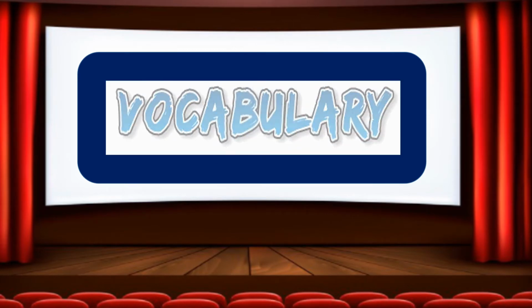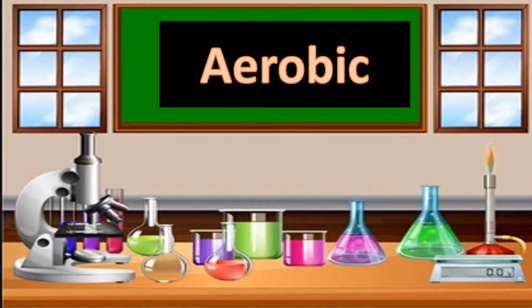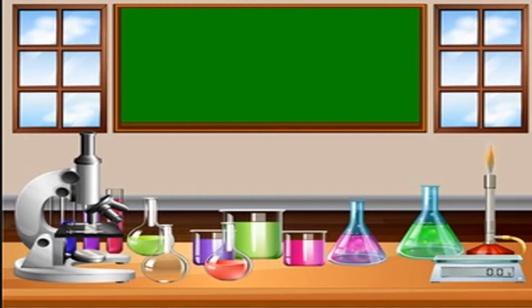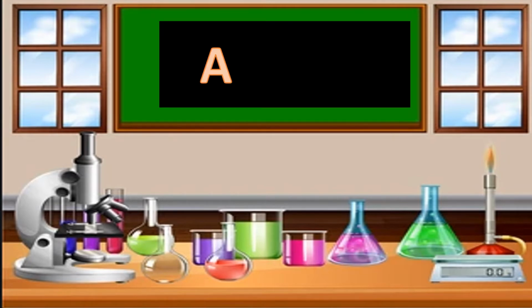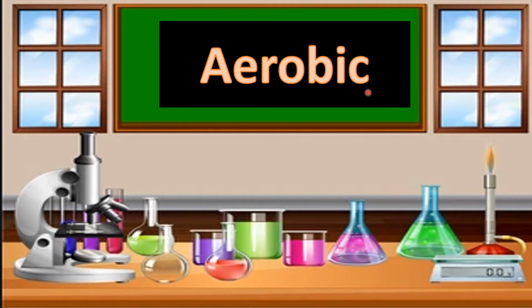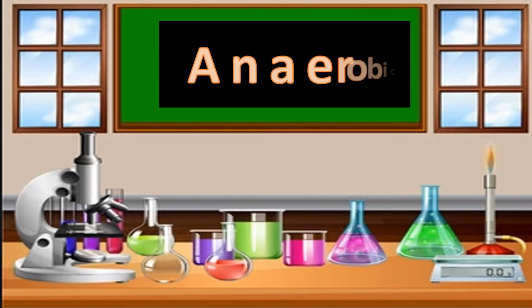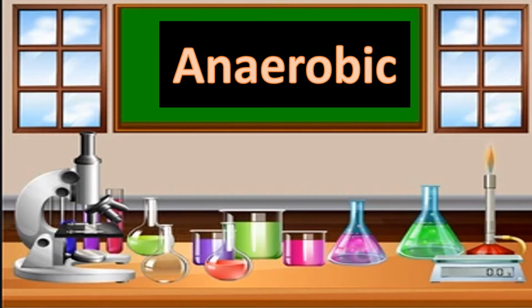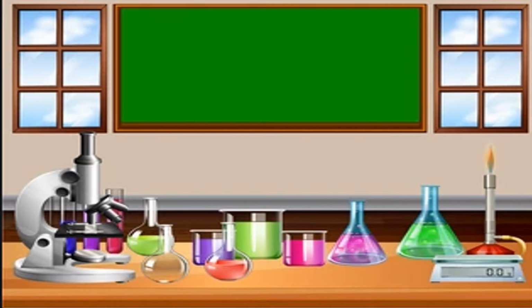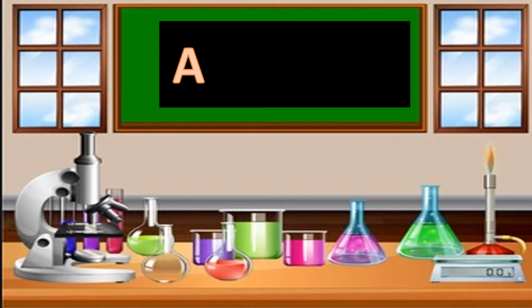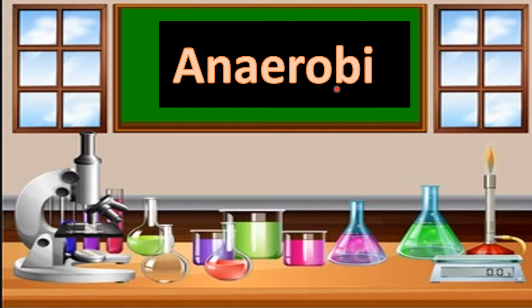Next, let's have the vocabulary words for today's lesson. Kindly repeat after me. Aerobic. Let's spell aerobic. A E R O B I C. Aerobic. Anaerobic. Can everybody say anaerobic? Let's spell anaerobic. Letter A, N A E R O B I C. Anaerobic.